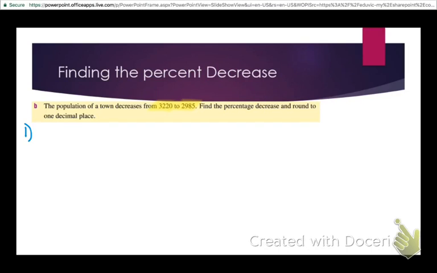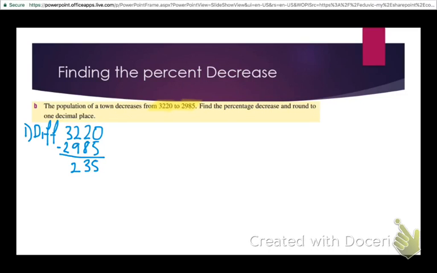Number one, find the difference. So what's the difference between the two? And we know the difference is a subtraction problem. So we can do 3,220 subtract 2,985, and come up with an answer of 235 people have left the town.